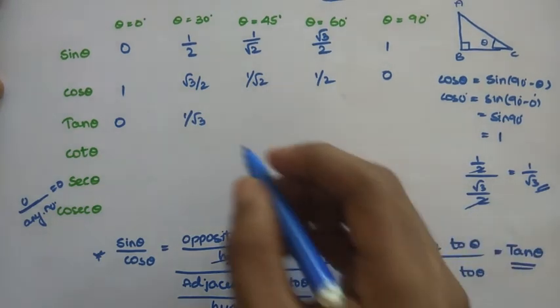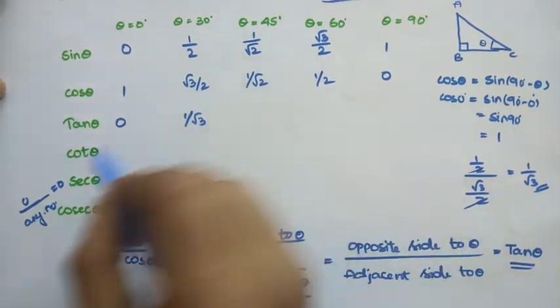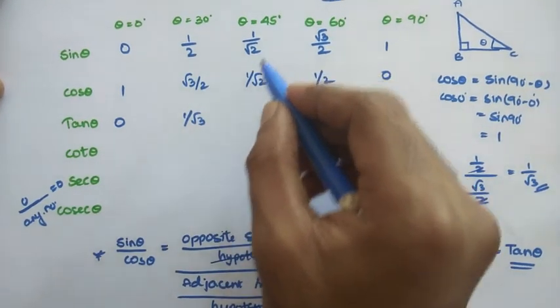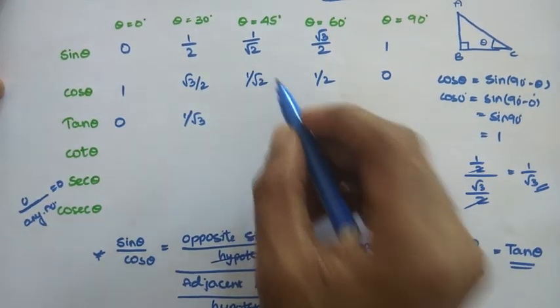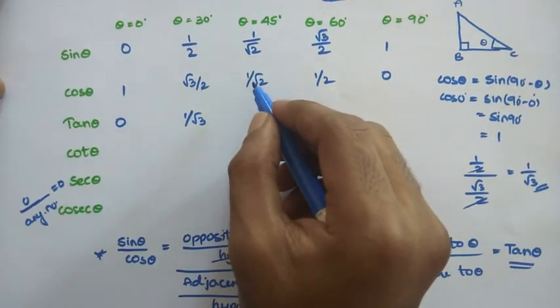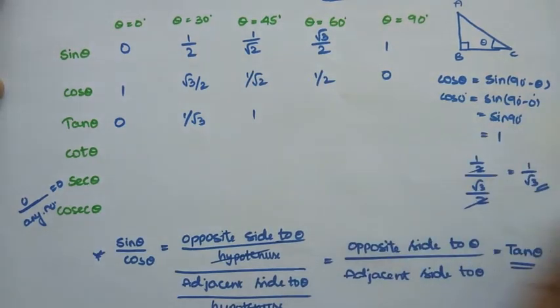Next we need to write tan 45 degrees. So tan 45 is nothing but sin 45 by cos 45. So it will be 1 by root 2 by 1 by root 2. Because they are the same quantities, the ratio becomes 1.